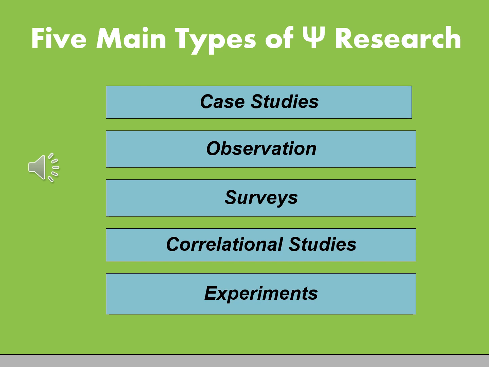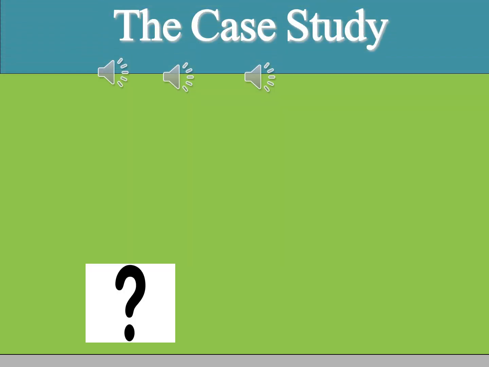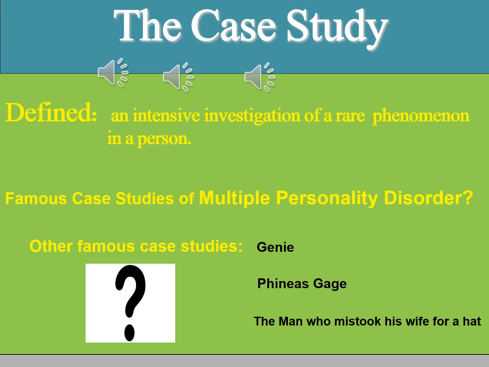We'll now start looking at the five main types of research methods of psychology. This is not an exhaustive list, but it has the major players. So let's go to our next slide and start with a case study. Let's define the case study as an intensive investigation of a rare phenomenon. If you don't like the word phenomenon, write thing, in a person.